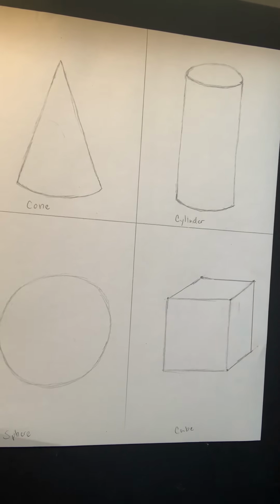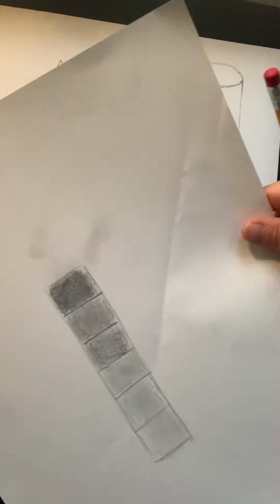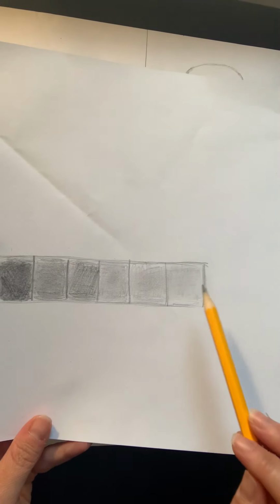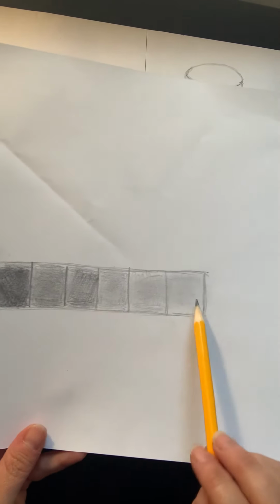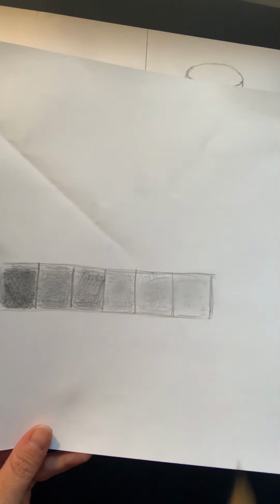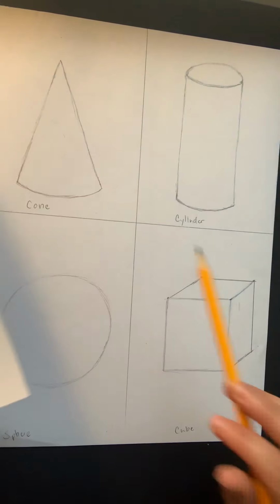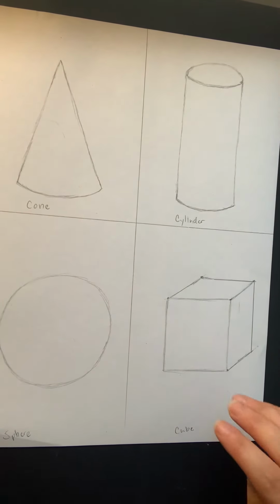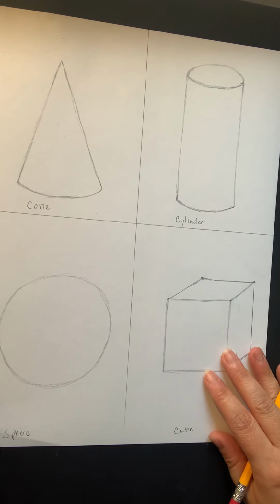And one thing you had to already do was create a value scale. I asked you to create a value scale of 6 values from light to dark, and this is your reference for when you're applying value onto your forms. So I'm going to begin with my cone.